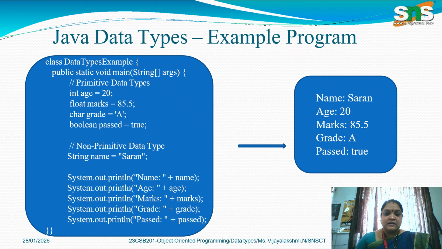This is a general example for data types. We have primitive data types integer, float, character, and boolean, as well as non-primitive by using a string name as Saran. So int age is equal to 20, float marks is 85.5, character grade is A, and boolean passed is equal to true. We are checking whether the person has passed. This is the output they have given: name is Saran, age is 20, marks is 85.5, grade is A, and passed is yes, he has passed, so the value written is true. True means 1 and false is 0.